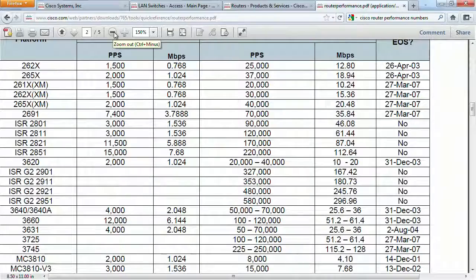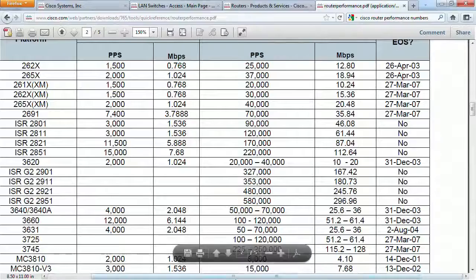Now, I'm not 100% sure if the exam covers this as much as it used to. When I originally took CCNA and CCNP, a large portion of the exam was the product lines and like what are the different router numbers and why would you want to use one versus the other.